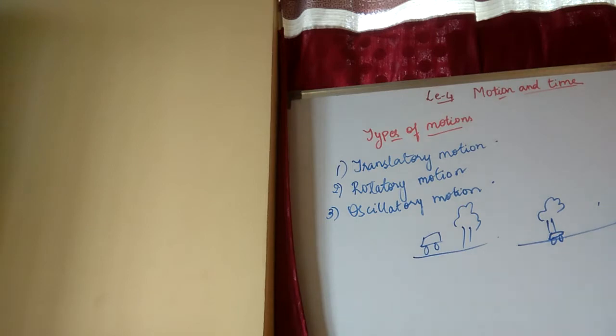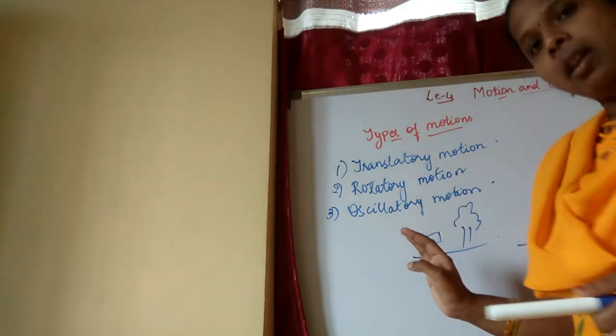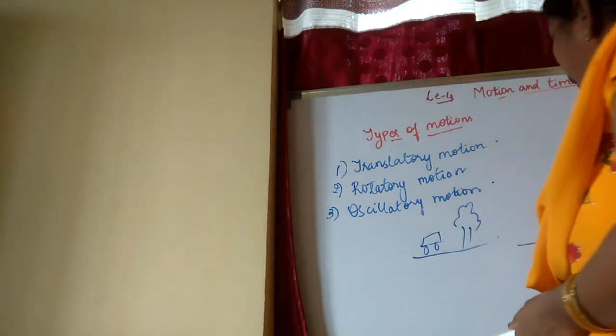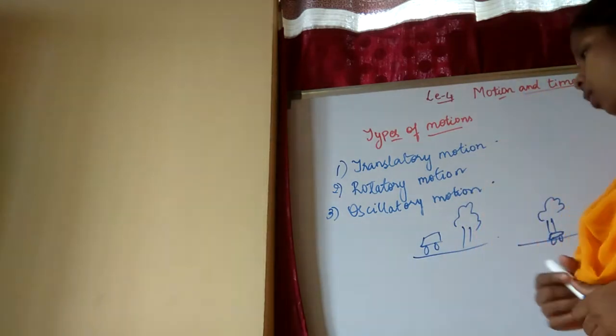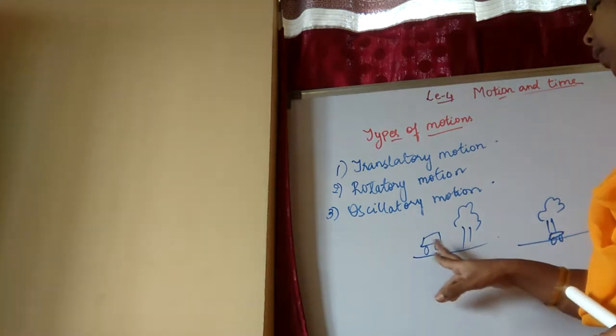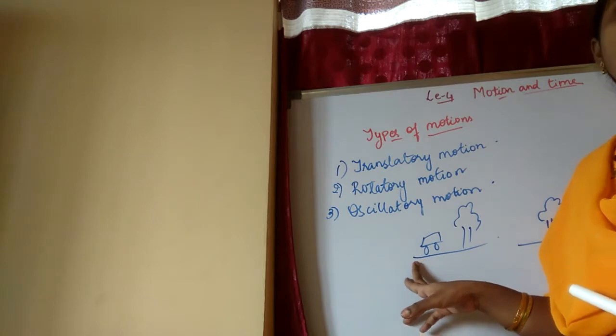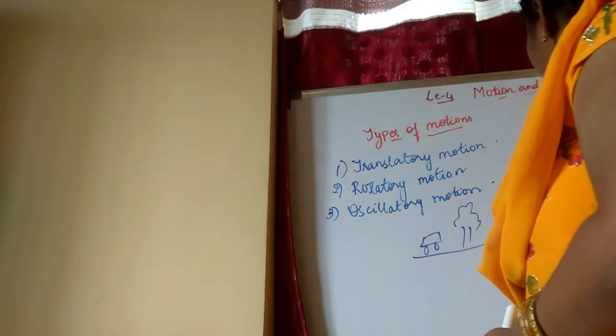So in the first class also we have said the same example. Am I right? So what is going on? What do you observe in figure A and in figure B? For example, in figure A, the bus is to the right side. So the bus is moving. Here the bus is near to the tree.